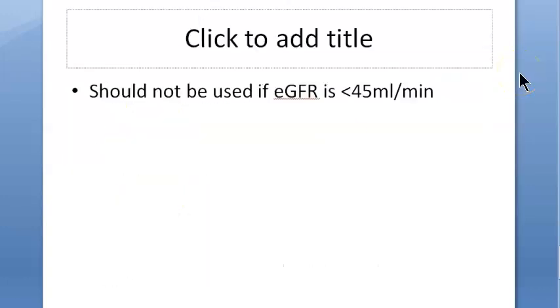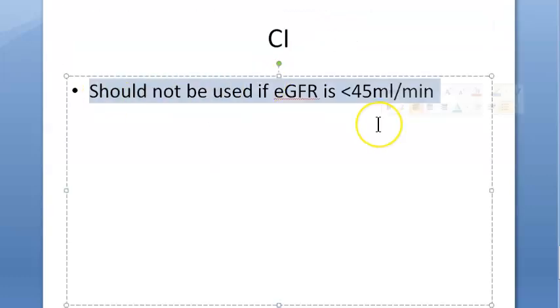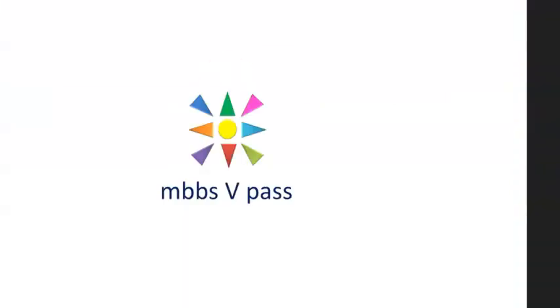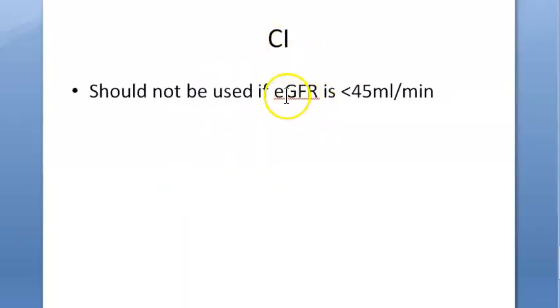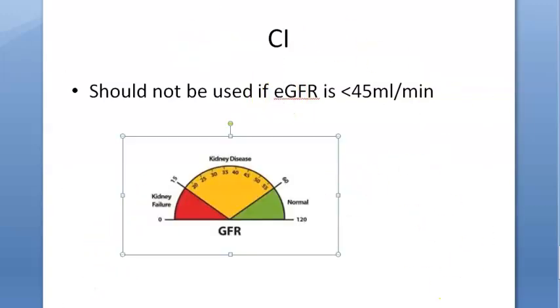Okay. Then contraindication: dapagliflozin, they are saying you should not use it if the glomerular filtration rate is less than 45 milliliter per minute; kidney should be working. Mild to moderate disease is fine. What is GFR? GFR is glomerular filtration rate, but what is E? Estimated glomerular filtration rate. It goes from 0 to 120, and if it is less than 45, then you don't give. So this is the red zone actually.